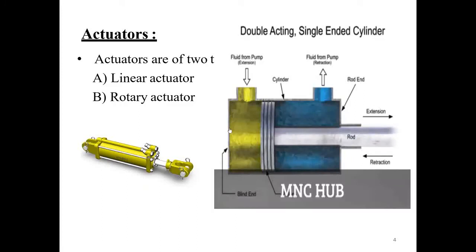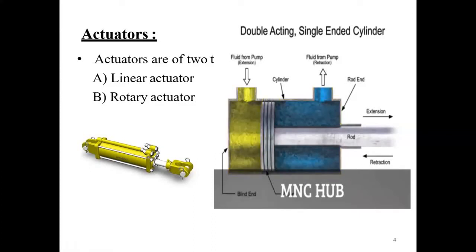A double acting cylinder is a cylinder in which fluid acts on both sides. Now this is a double acting cylinder. There is a second port on the other side of this piston, so that oil is present on both sides of the piston. That's why we call it a double acting single ended cylinder, because only one connecting rod is connected and oil is present on both sides of the piston. This type of cylinder can produce linear motion in two directions.